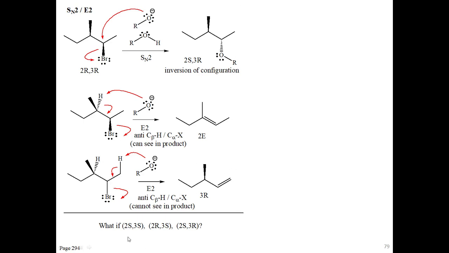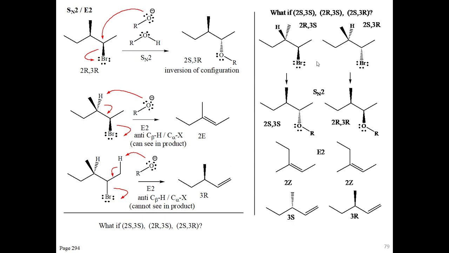Now what if I had started with different configurations? Then it's very possible I would get different results. So here I have 2S and 3S, so you can see what the results are here. Here I have a 2S and 3R, so that's going to be a little bit different yet. So 3 would be the same, but notice I inverted the bromine at the start, so that would be S. So then I would get a different result down here. And also I get a different E2 result between these two carbons right here.